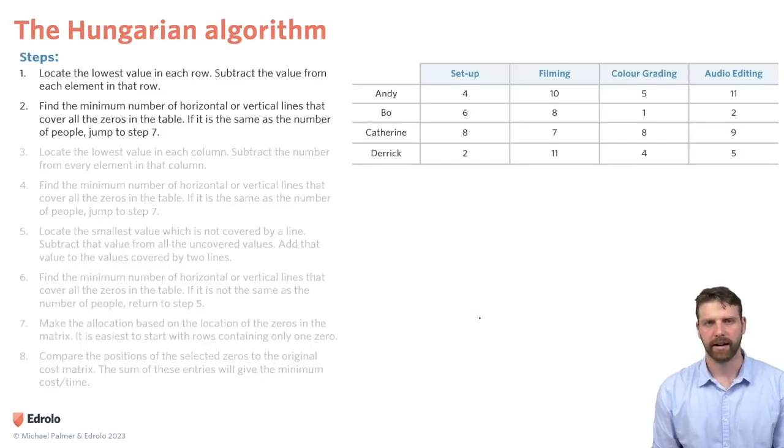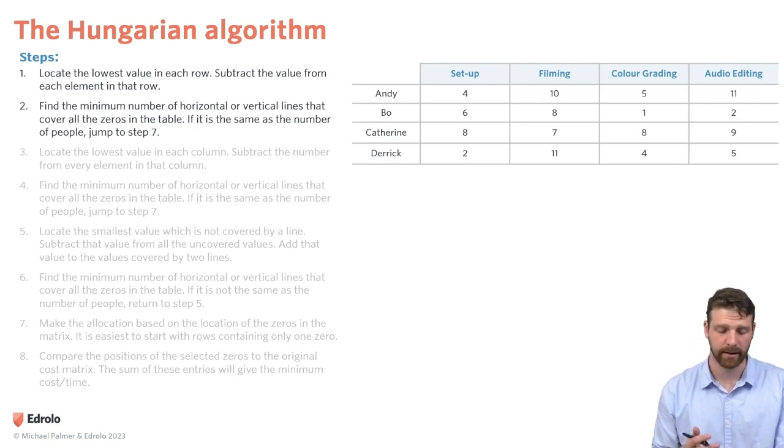Okay, here's the Hungarian algorithm, and I've got the first two steps not grayed out so that we can see them. Step 1 is locate the lowest value in each row, then subtract the value from each element in that row. Step 2 is to find the minimum number of horizontal or vertical lines that cover all the zeros in the table. If it is the same number as the number of people or allocations to be made, then jump to step 7. So in this table, we've got 4 people. And if I want to do this step here, it says locate the lowest value in each row and subtract that value from the element in that row.